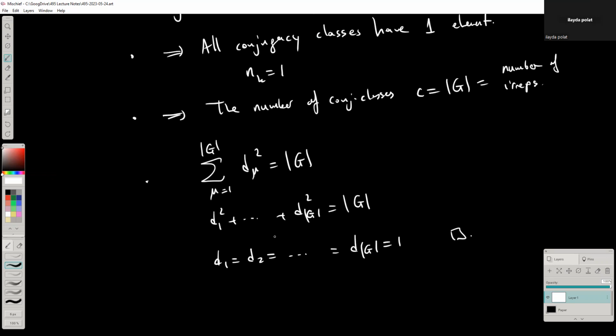All right, let me finish it in here. But we are going to say something more about the character tables of the abelian groups later. Next week, I'm going to start with some physical examples, actually.